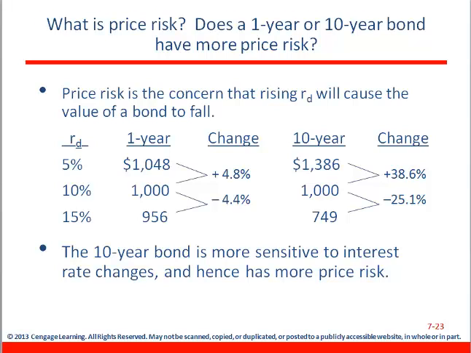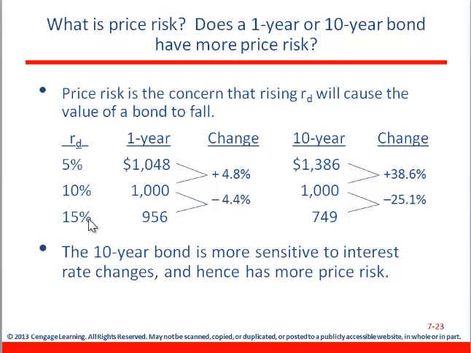So first of all, the slide says, what is price risk? In order to illustrate this, we're going to compare a 1-year bond and a 10-year bond. However, just to give you some sense, price risk is how volatile the price is as a function of interest rates. So let's look at this example. In the example of a 1-year bond, let's start at an interest rate on the left of 10%, right here where the cursor is. The price of the bond is $1,000.